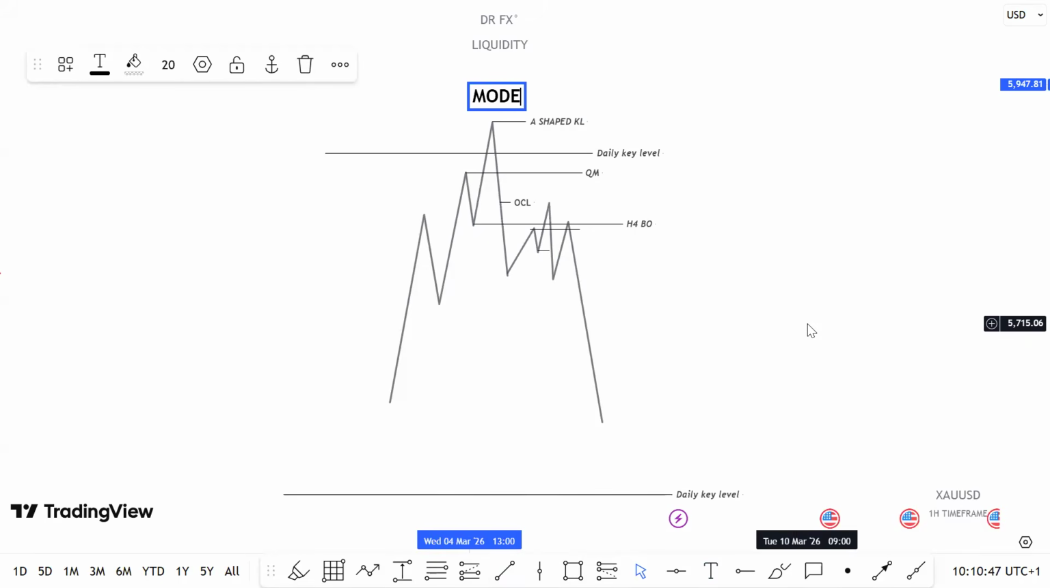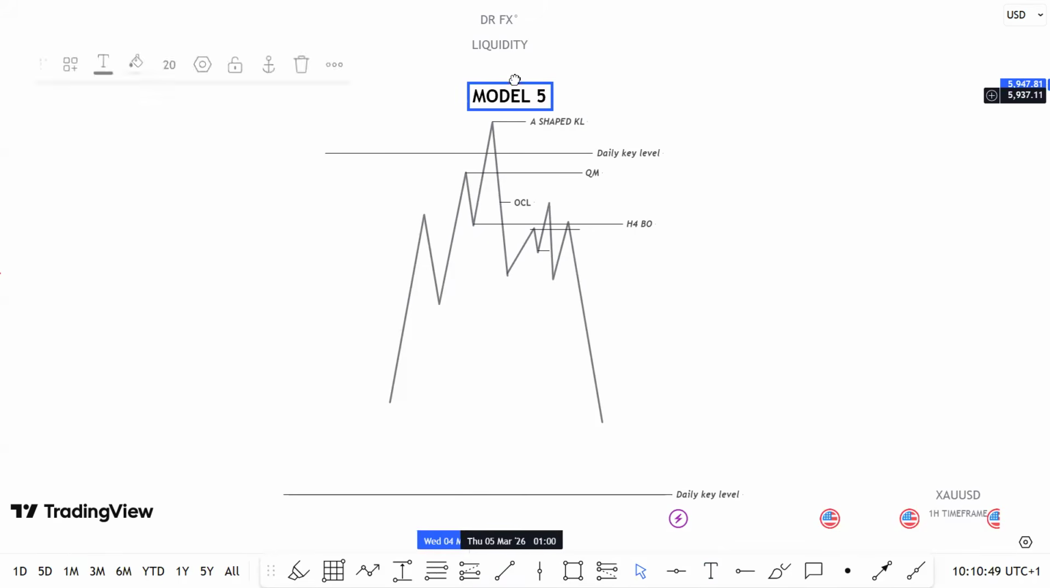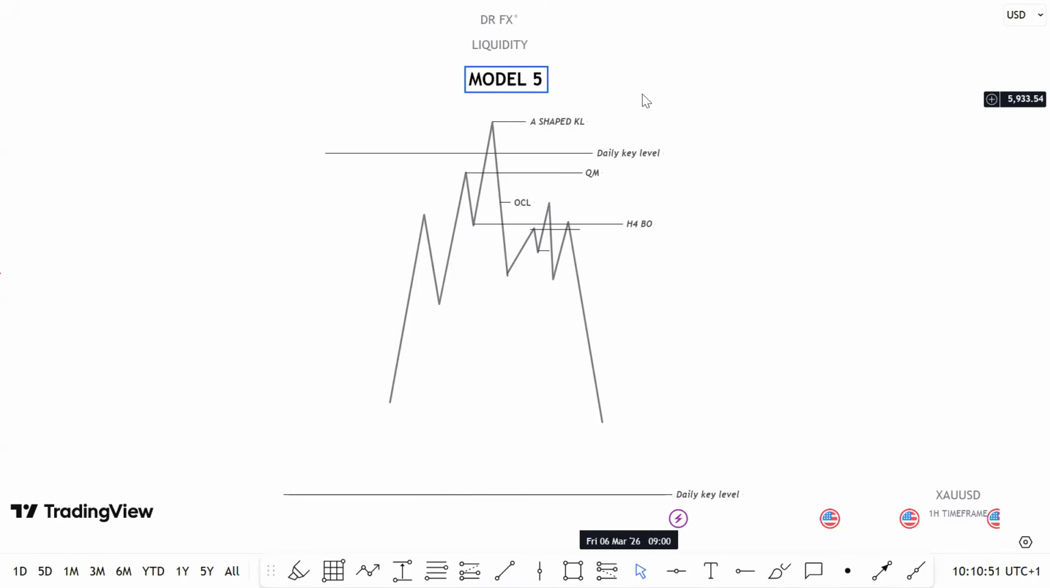Model five is an RBS on the 15-minute or 30-minute time frame that immediately got created and then disrespected. It also should happen after the market has entered the H4 key level, after the market has entered any of the H4 key levels, the QM, this, and any one. It's just like model one, but this one, the market will create an RBS quickly. The next candle should mitigate it.